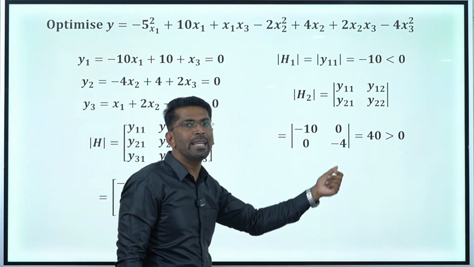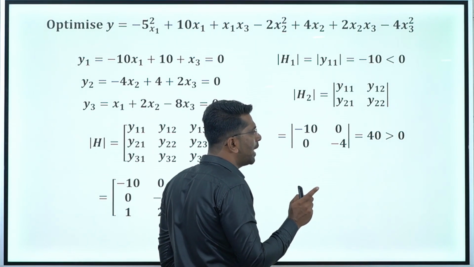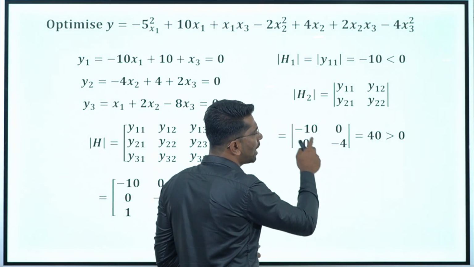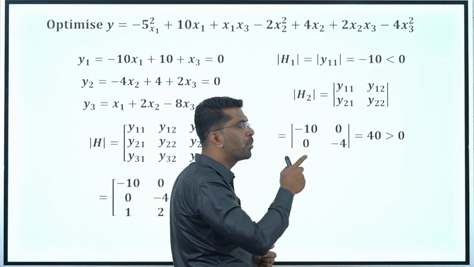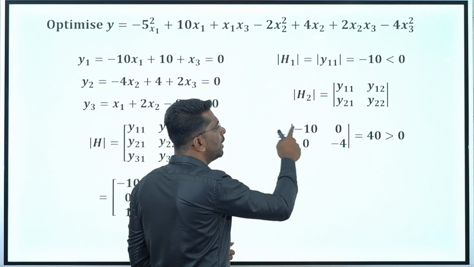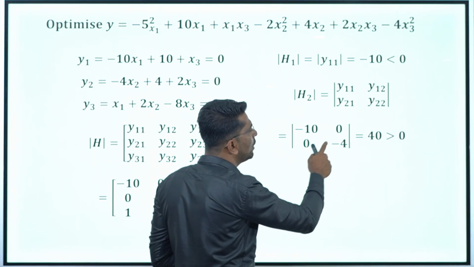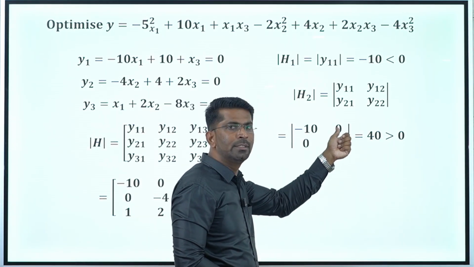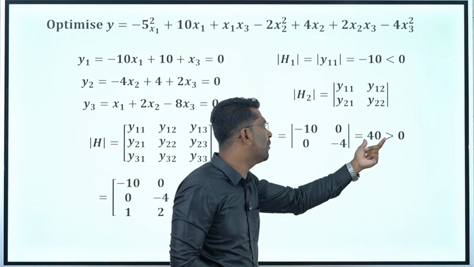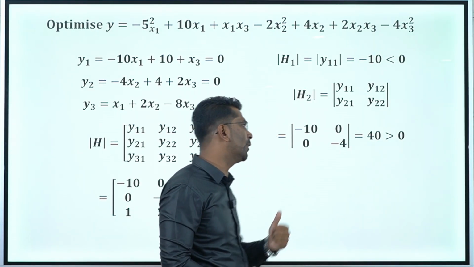So if we take the determinant of h2, how are we going to find it? The product of the principal diagonal minus the product of the off principal diagonal. Here in the principal diagonal, we have minus 10 into minus 4, which is equal to 40. Minus will become plus, so it will be 40. Minus 0 into 0, it will become 0. So we have only the value 40. So the determinant value of H2 is greater than 0.